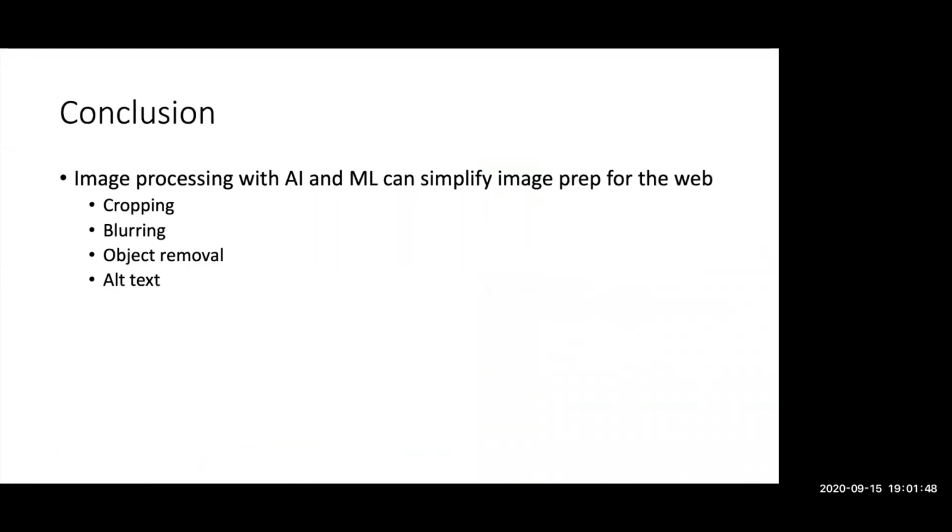And so with that, this is still pretty early. Twitter and Facebook are launching stuff, but there are a lot of really neat ideas that you can come up with to do some of these fun things by identifying objects in images and then manipulating them, like with cropping, blurring, object removal, or creating alt text for your web pages.